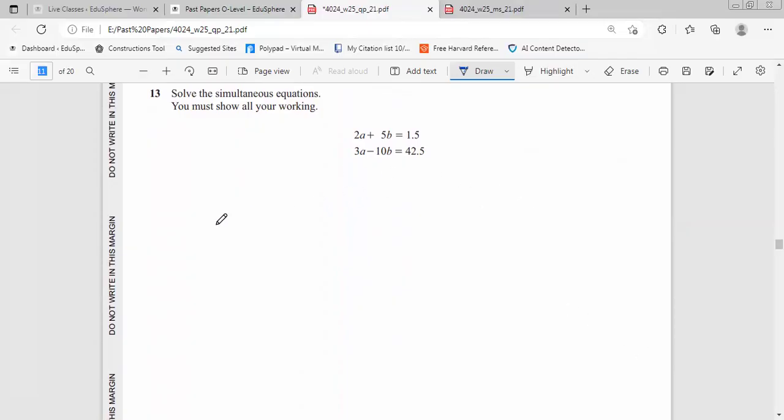I am going to recommend that you use the elimination method to solve this. We know that this is 2a plus 5b equals 1.5, so we can do one thing. If we multiply this by 2, we will be making the coefficient of b equal to 10. So the equation will be 2 2s are 4a plus 10b equals 3.